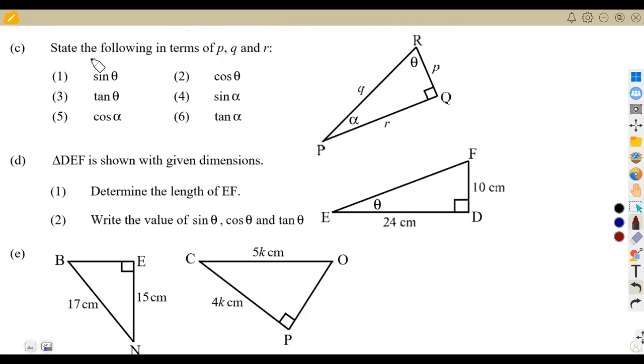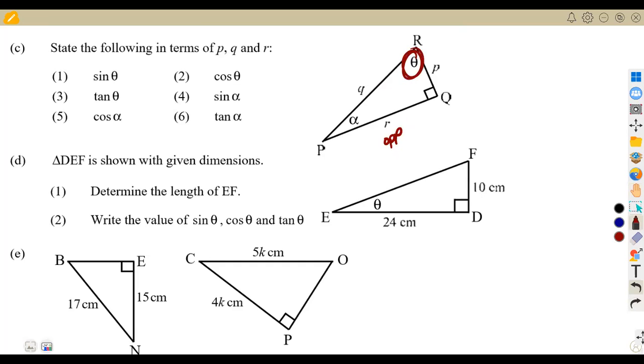So there we are given: state the following in terms of p, q, and r, which are these small letters p, q, and r. We're asked to state the sine of theta, the cos of theta, and the tan of theta. So there we are talking about the angle theta, so we are supposed to name our sides according to angle theta. This is our angle theta here. According to angle theta, this is the opposite. It faces theta. So this r here represents the opposite.